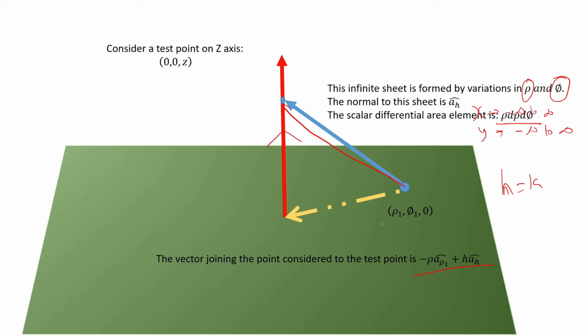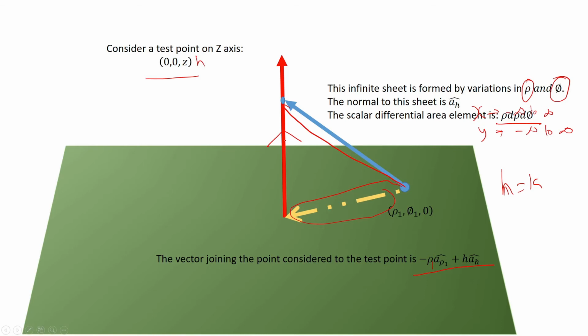right? Because the magnitude which I am covering is rho. I can also write it as rho 1, just to follow the specification. This is minus rho 1 a_rho1 cap plus h a_h cap, right? Because we have assumed this point to be 0, 0, h. H or z, same thing, as you know.